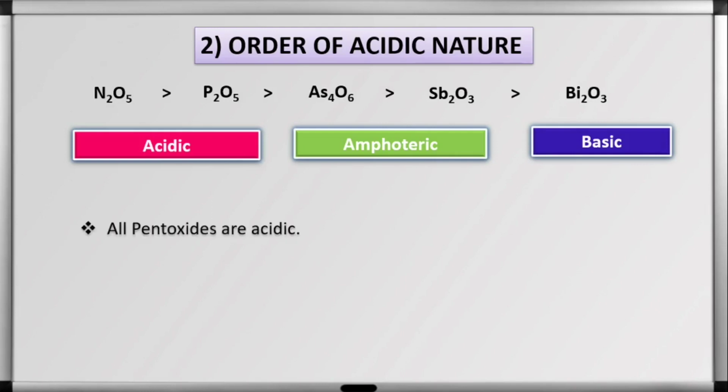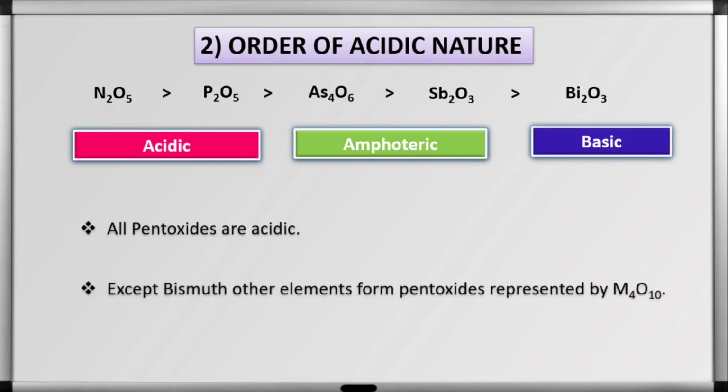So all pentoxides are acidic in nature. So this is an important point. Note that except bismuth, other elements form the pentoxide, which is represented by E4O10.